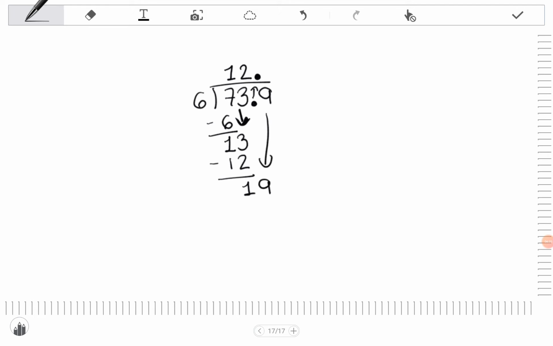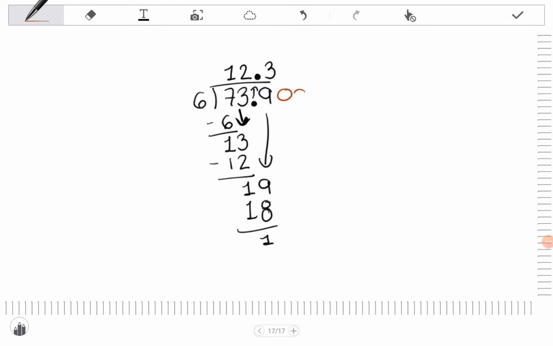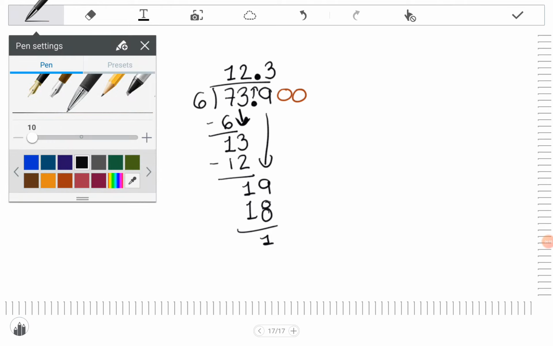And 19 divided by 6 is 3. 3 times 6 is 18. My remainder is 1, so I haven't finished. So I need to modify this number adding extra zeros. Remember, we can only add extra zeros if we already have a decimal point. Here, we already have a decimal point, that's why I can add as many zeros as I want.